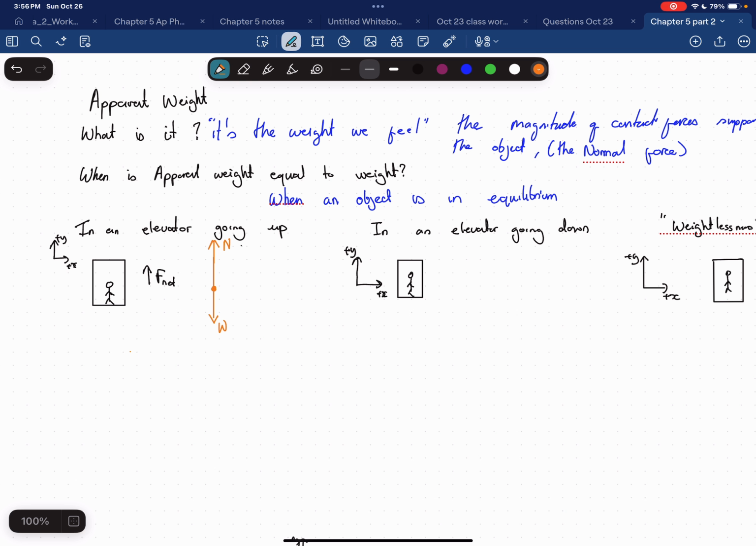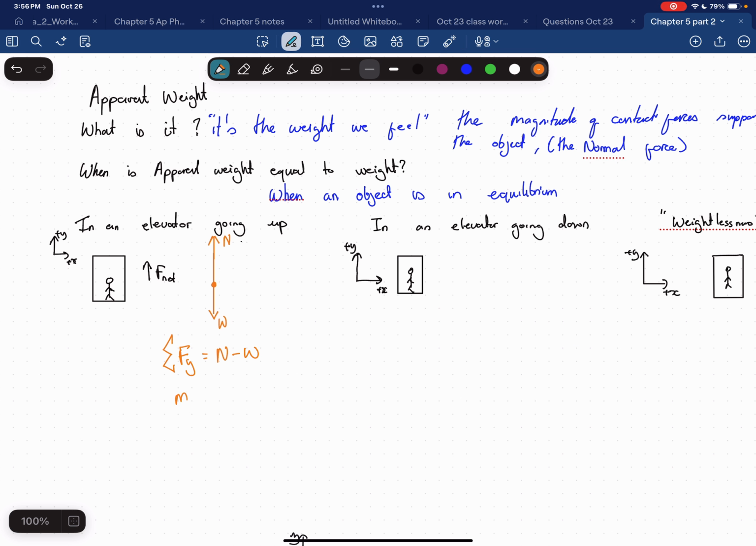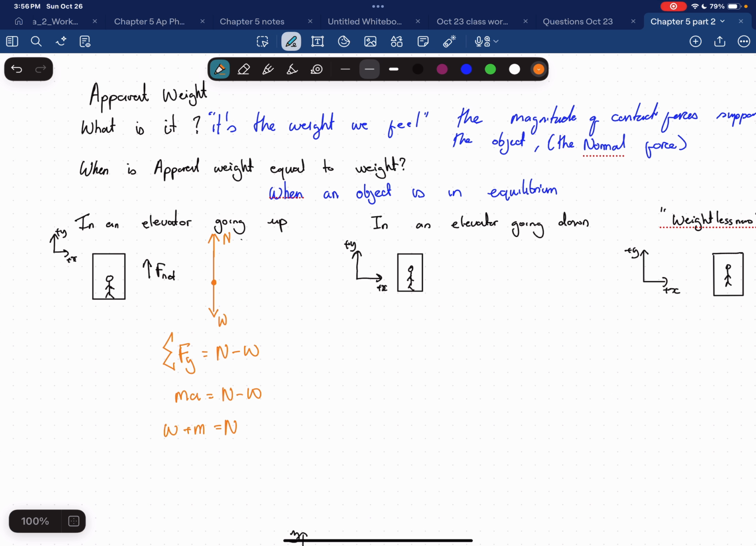So the sum of forces in the y direction is going to be the normal force minus our weight. Are we accelerating in the y direction? Yes, we're accelerating. So ma is going to be equal to normal force minus weight. And the weight we feel, also known as our apparent weight, is going to be the weight plus ma. This is what we feel. Force normal will be your weight plus ma. That's our apparent weight.